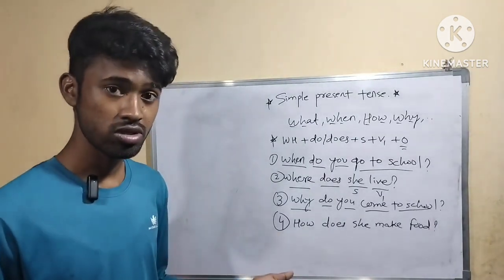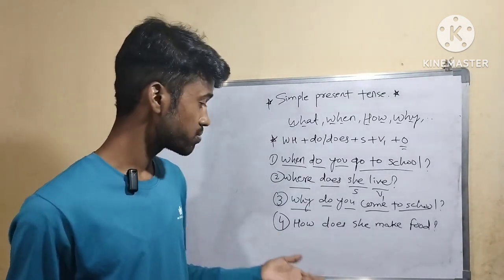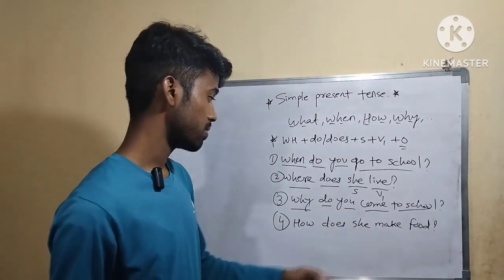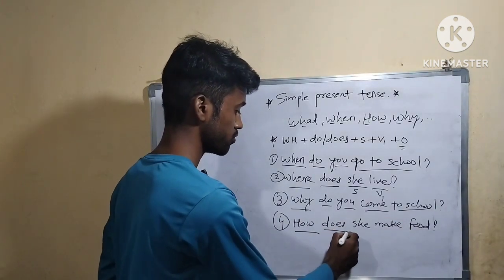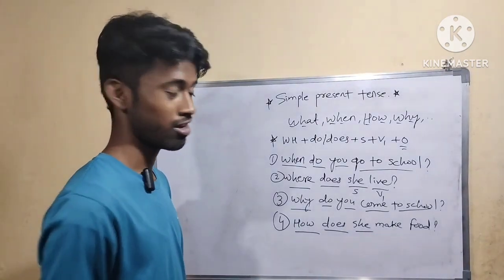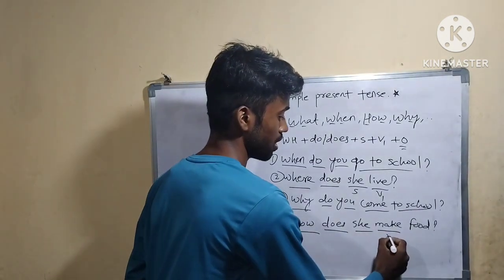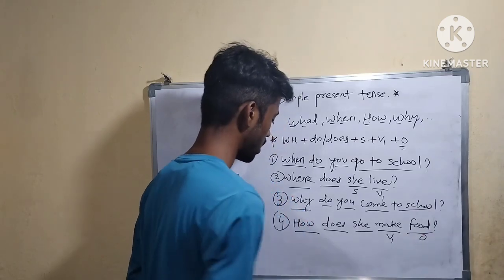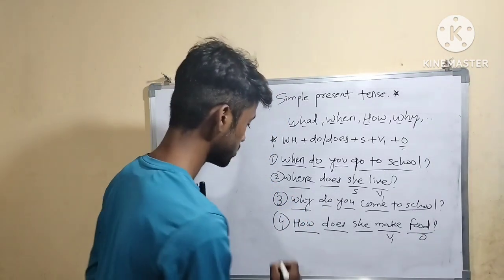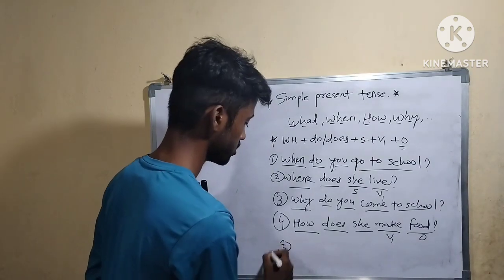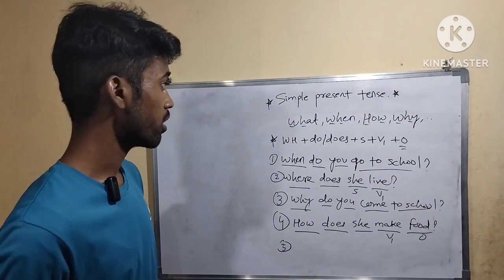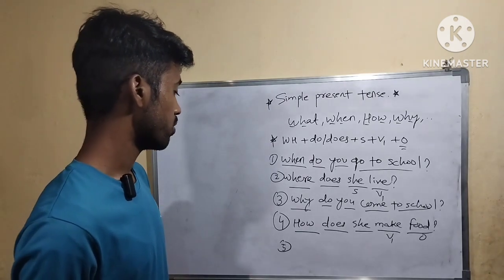So here, what is the question? Here you need to understand the question. How does she make food? Here, first the WH word, after that does, because she is there. Okay, after that make, the first form of verb, and after that the object. So one more question I will take, which will be the last question for this video. So here, when, where, why, how. So what is left? What.